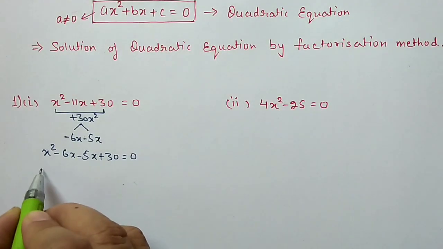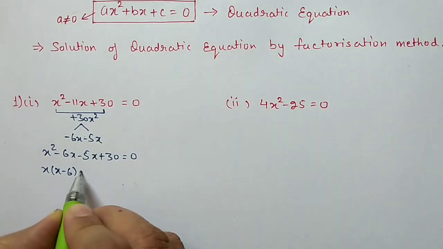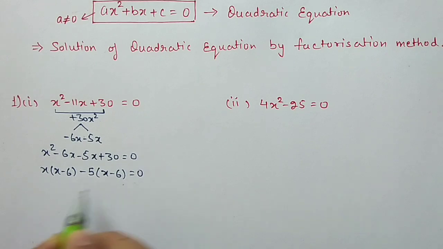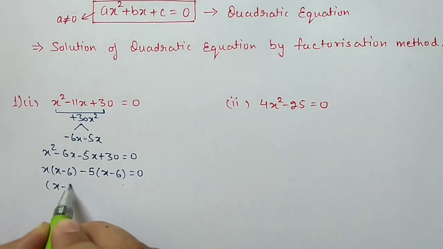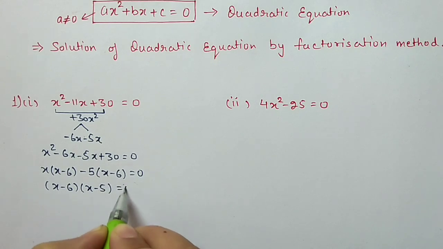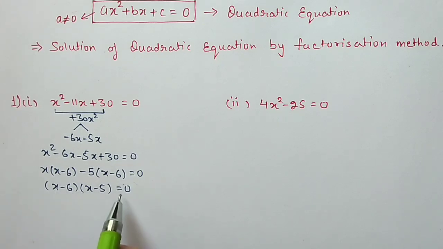From the first two terms we can take x common, then x minus 6. From the last two terms we can take minus 5 common, x minus 6. So now x minus 6 also we can take out common and the other bracket will be x minus 5 equal to 0. Now we have two expressions, first is this one, second is this one, and their multiplication is equal to 0.